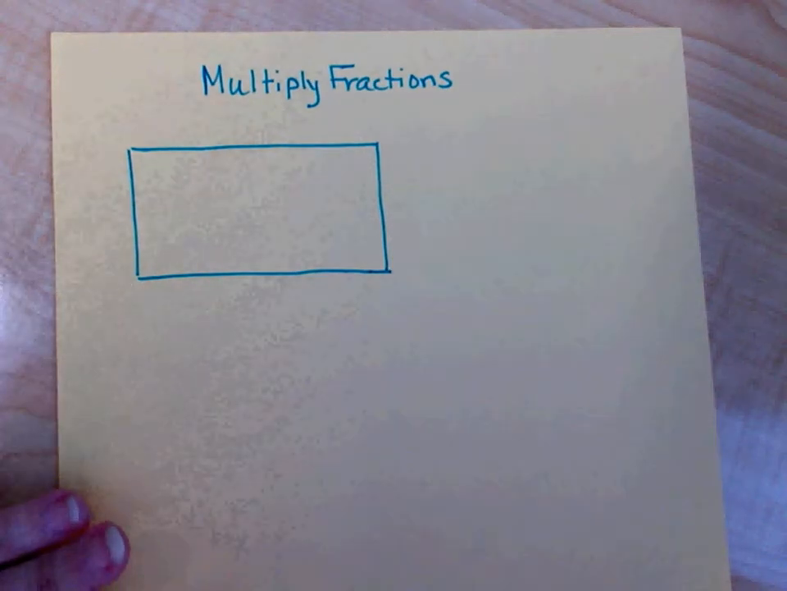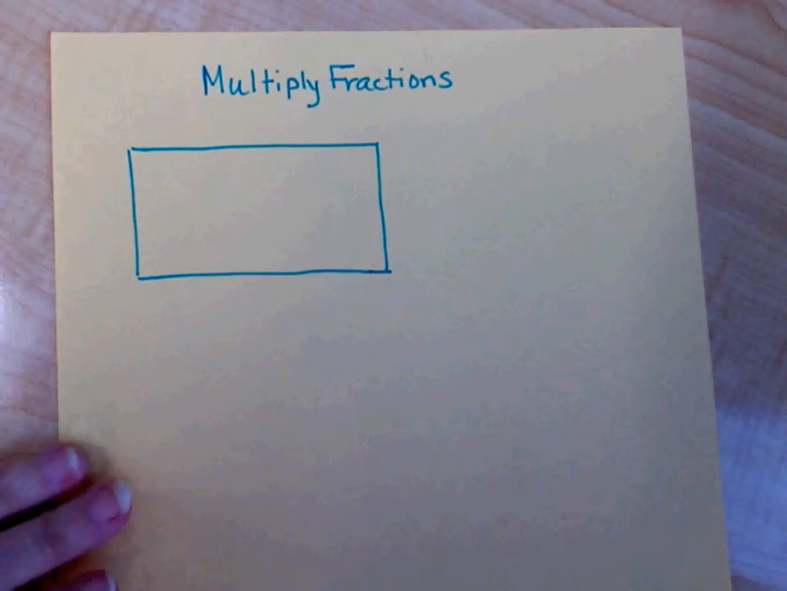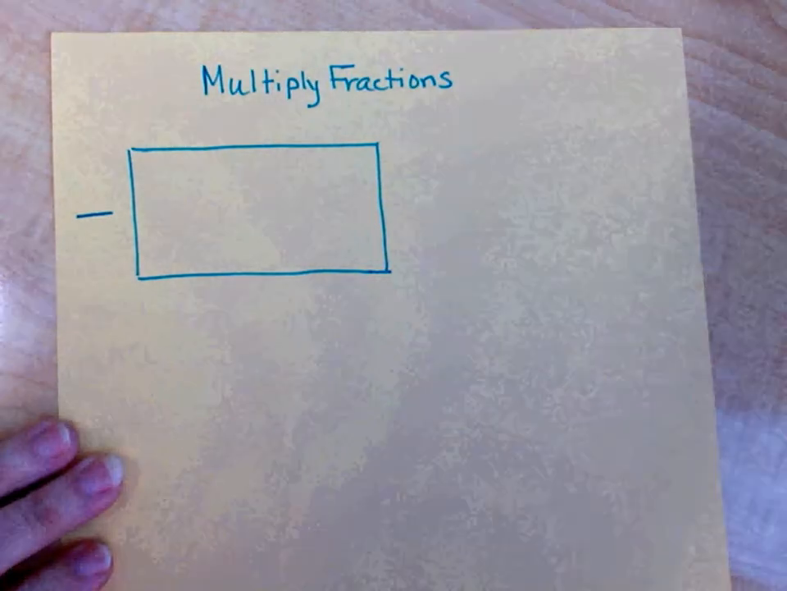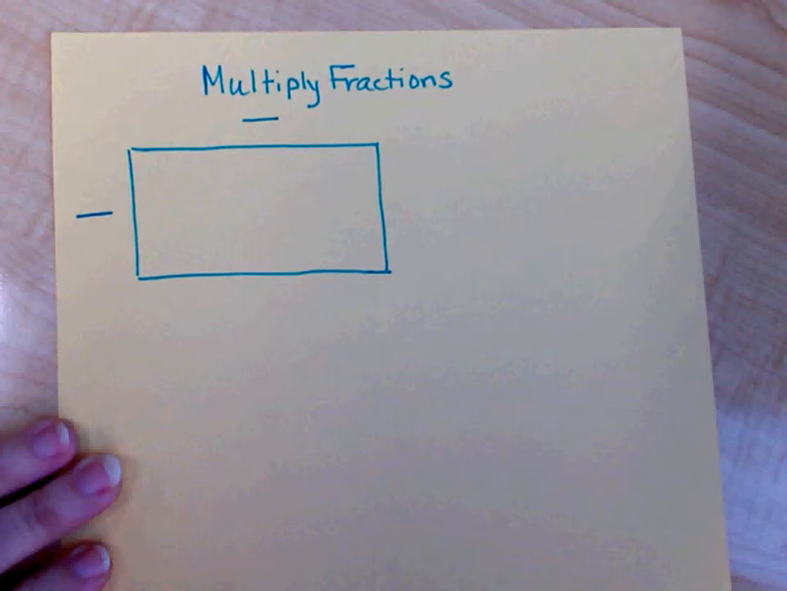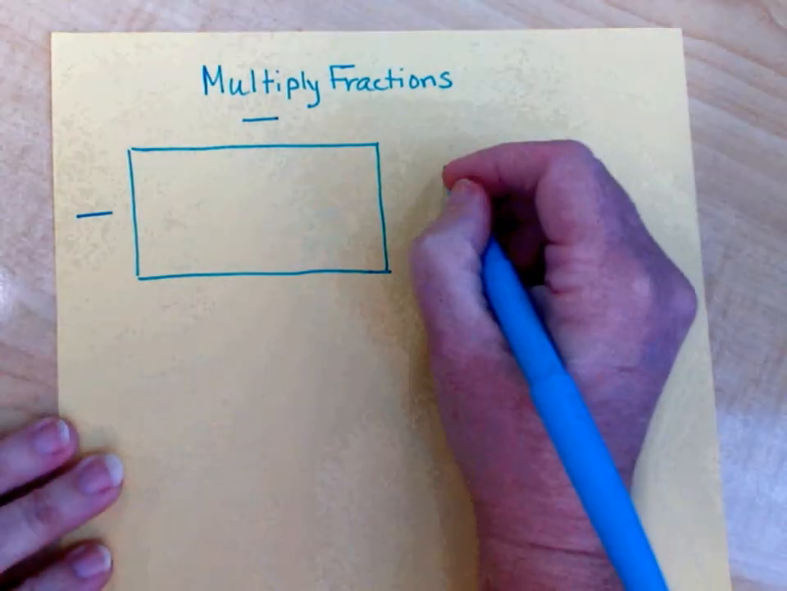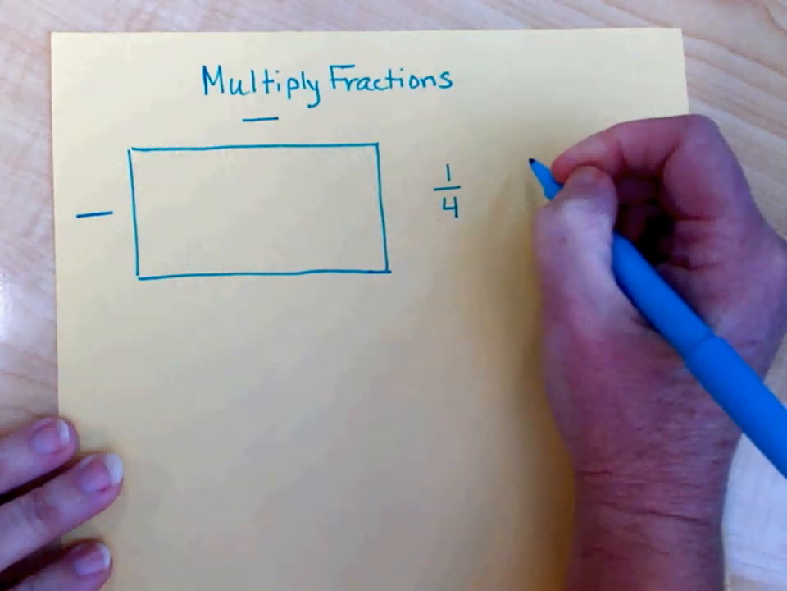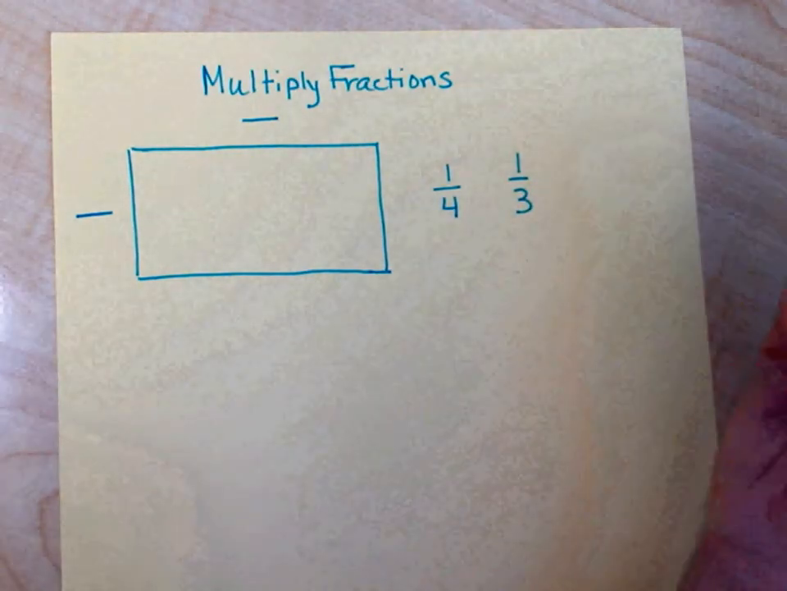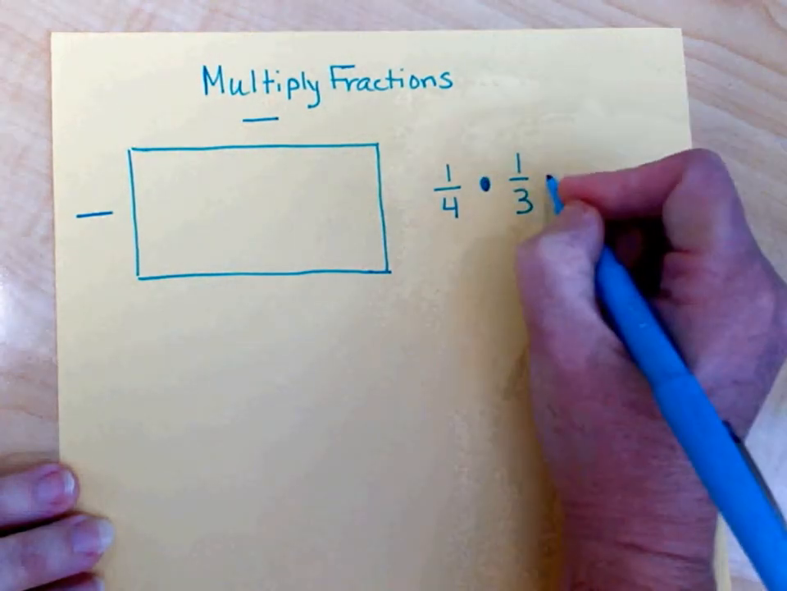In looking at this candy bar, since we're multiplying fractions, we're going to be multiplying two fractions. One of the fractions is going to be written over to the left, and the other one will be written on top. So I'm thinking of two fractions that I want to multiply. One of them is 1/4, and the other one is going to be 1/3. When we say we're multiplying fractions, let's use our bold dot in the middle to say that we're multiplying. So I've set up an equation.